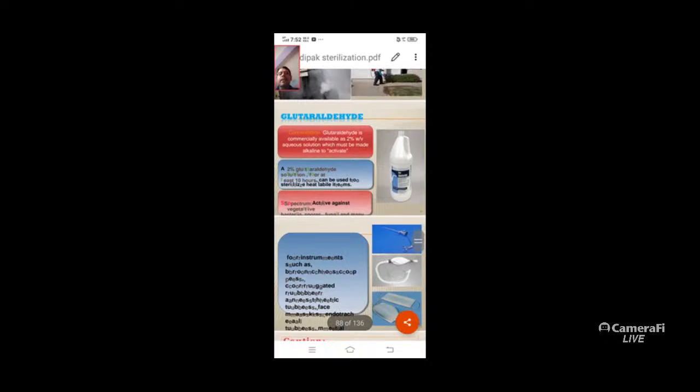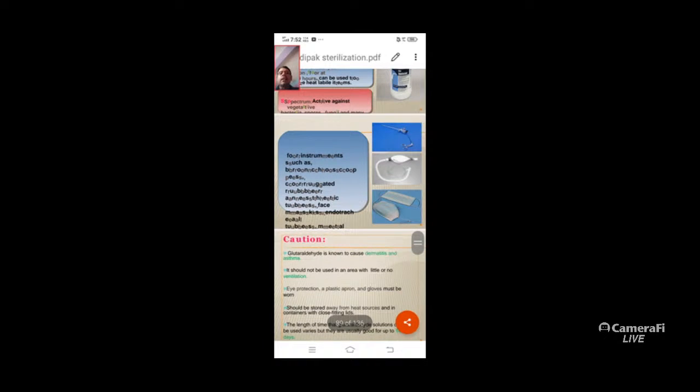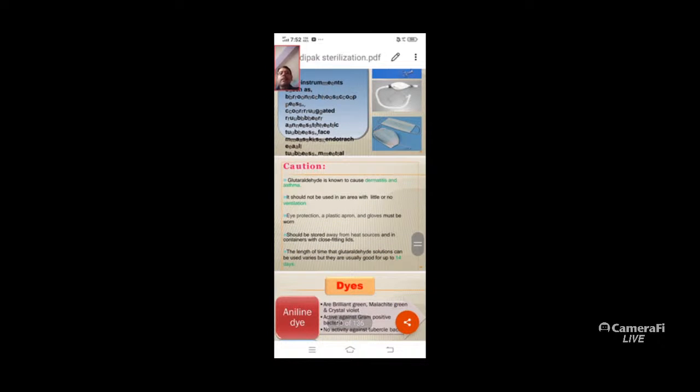And the spectrum, it is effective against vegetative bacteria, fungi and maybe other organisms. And basically the sharp instrument, floor instrument and other instrument, rubber material or plastic material can be sterilized by the glutaraldehyde. But there is some precaution. Glutaraldehyde is also known as a, it causes dermatitis and the asthma.